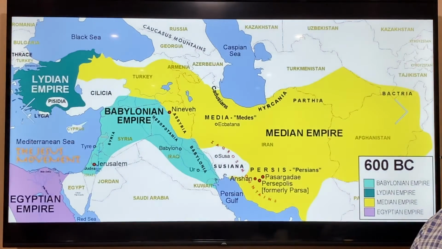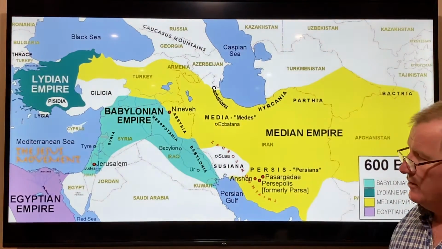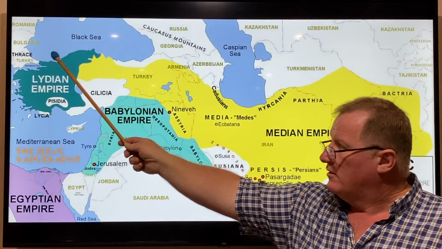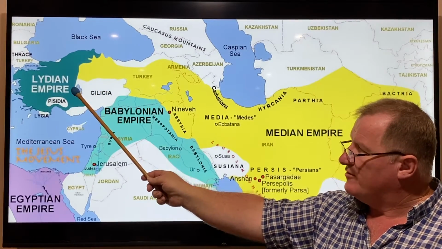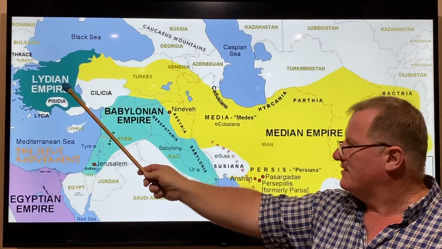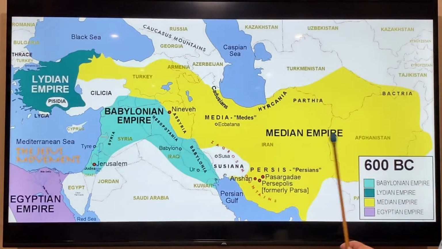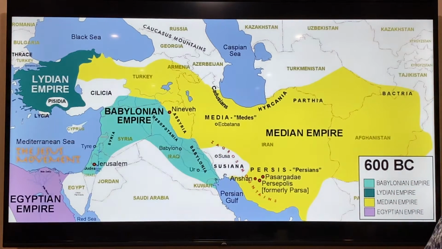So this map here is just to help do some explaining to what I've just said. This is the Lydian Empire over here. And so the marriage was to put a seal or a treaty between the Lydians and the Medes. If you look at the size of the Median Empire, it's actually extraordinarily huge.